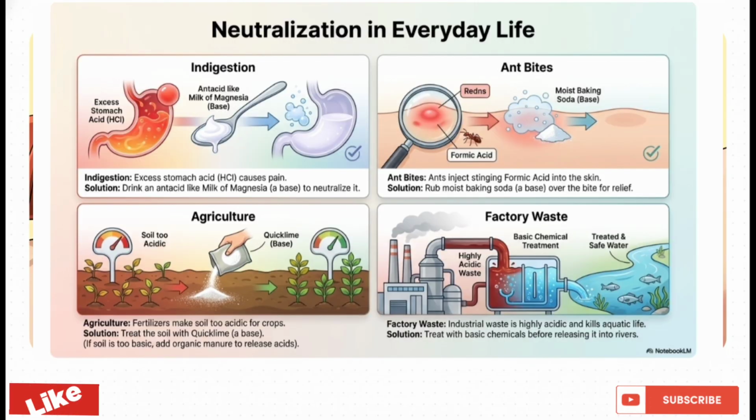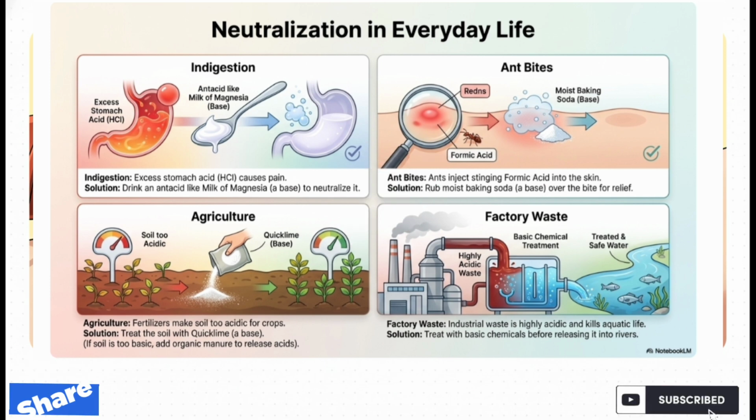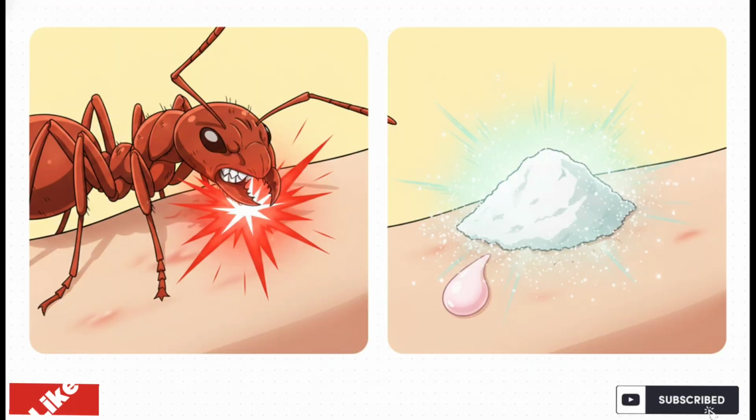Or what about the sharp, burning pain of an ant bite? Like we learned a little earlier, that ant literally just injected painful formic acid right into your skin. But instead of just suffering through it, you can grab a simple chemical remedy straight from your kitchen. If you apply baking soda or calamine lotion, which are both bases, by the way, they will instantly neutralize that formic acid and make the stinging stop.